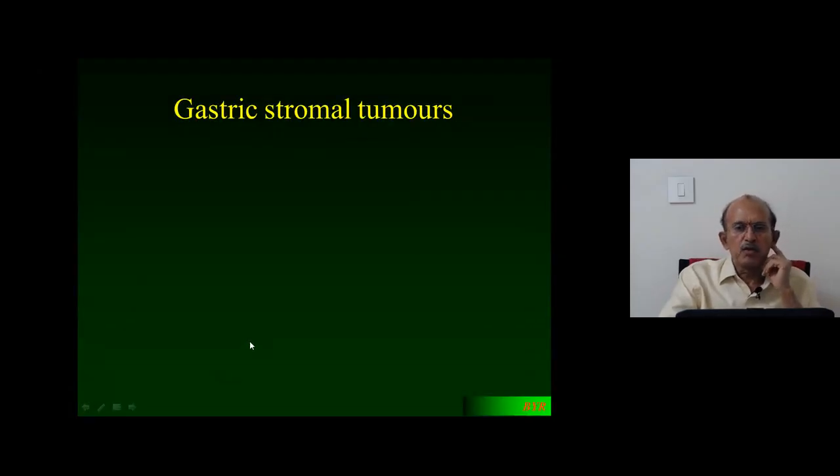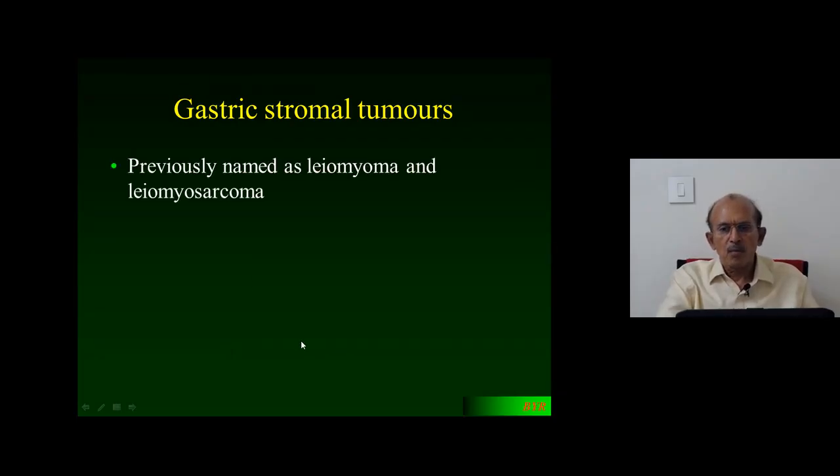Gastric stromal tumors. Stroma means the mesenchyma of the stomach is called the stroma. That includes mostly the muscle coats. So the smooth muscle, if it becomes neoplastic, then we call it stromal tumors. They were previously named leiomyoma and leiomyosarcoma, and now it was observed that leiomyoma and leiomyosarcoma are not two entities. It is only one entity, that is the sarcoma.